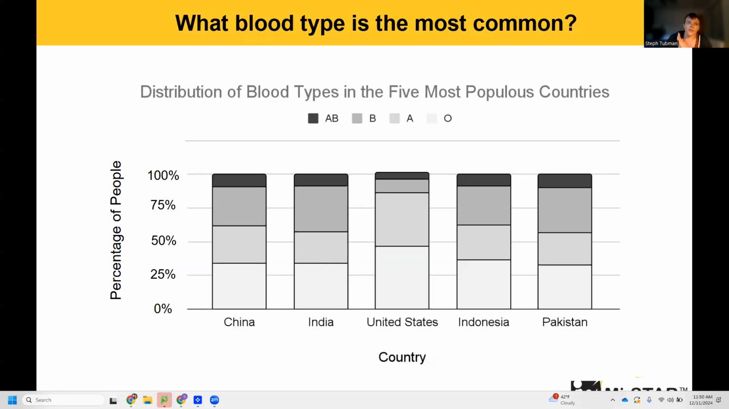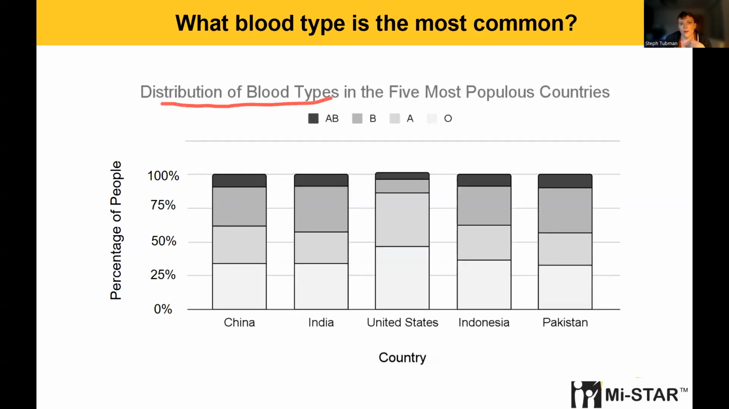The first thing I notice in this graph is the title. It says distribution of blood types in the 5 most populous countries. So I'm thinking to myself that this graph is going to be about different blood types, how much of different blood types in different countries. The second thing I notice is the question above, what blood type is the most common? So that helps me to understand. We're just thinking about what blood type is the most common in each country.